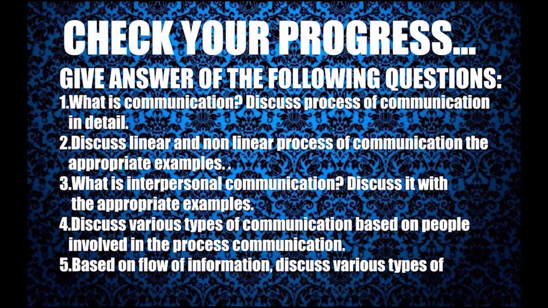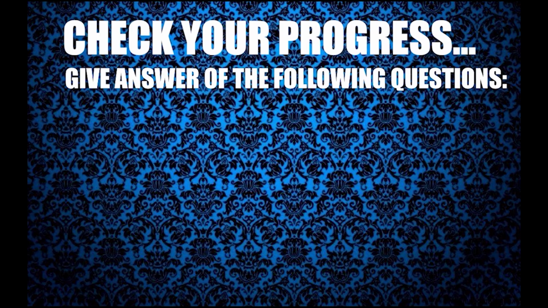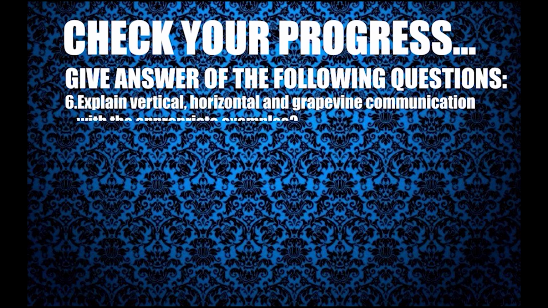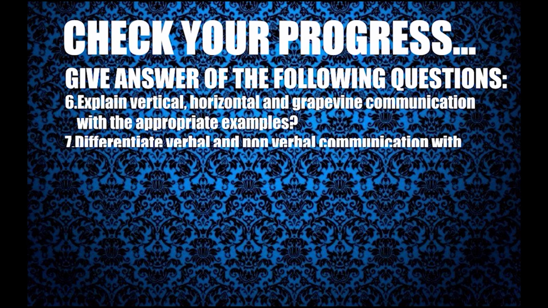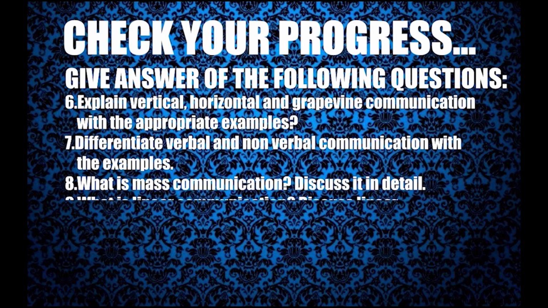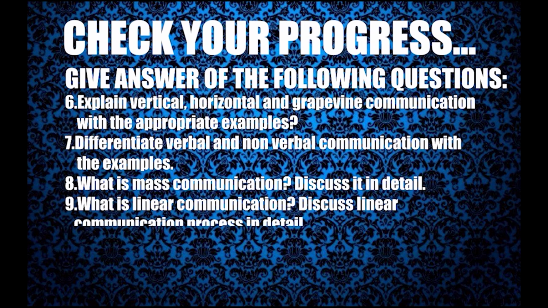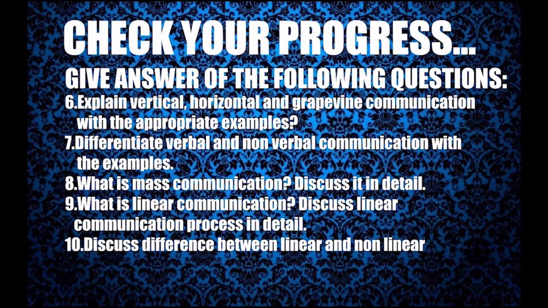Number 4. Discuss various types of communication based on people involved in the communication process. Number 5. Based on the flow of information, discuss various types of communication with examples. Number 6. Explain vertical, horizontal, and grapevine communication with appropriate examples. Number 7. Differentiate verbal and non-verbal communication with examples.